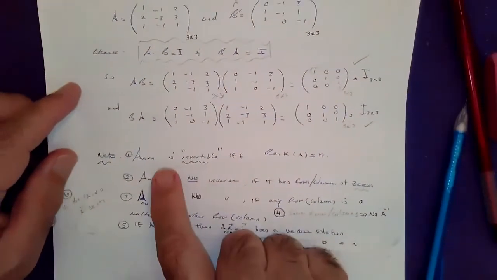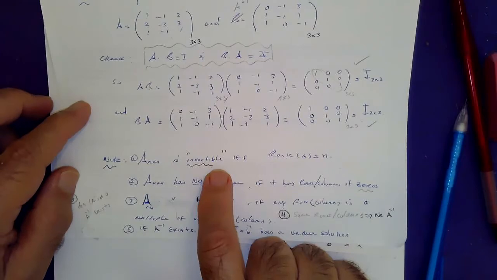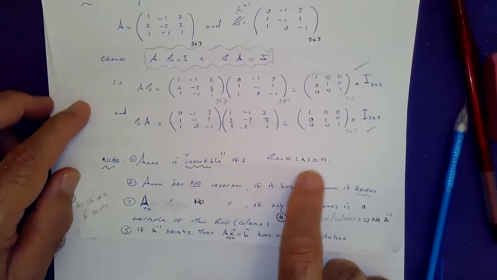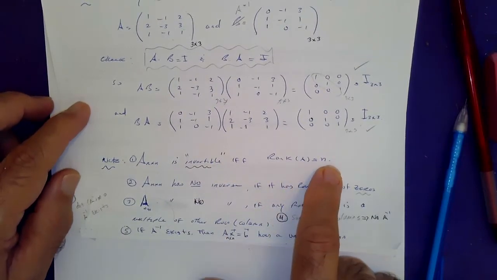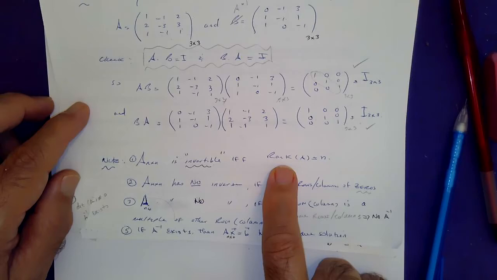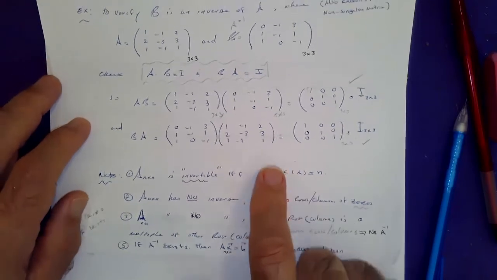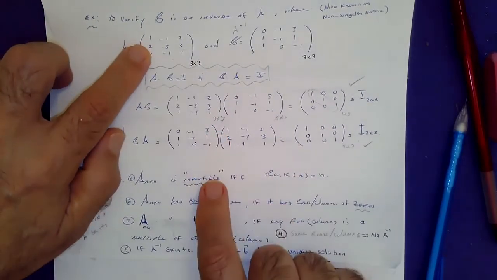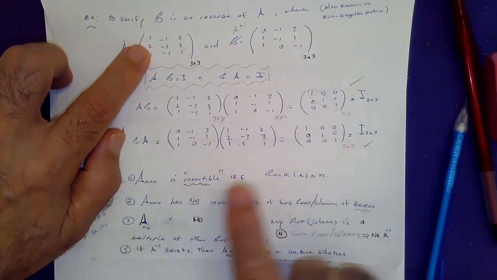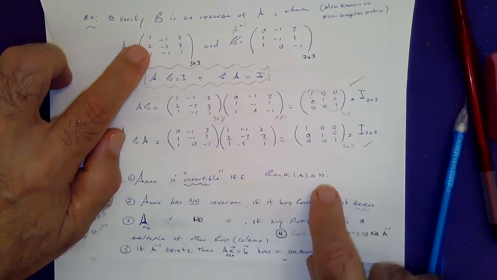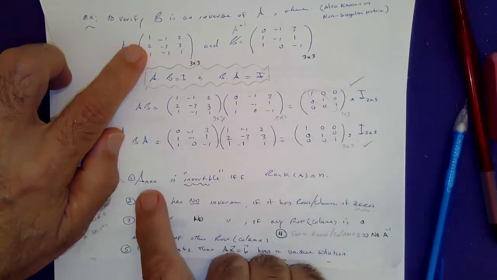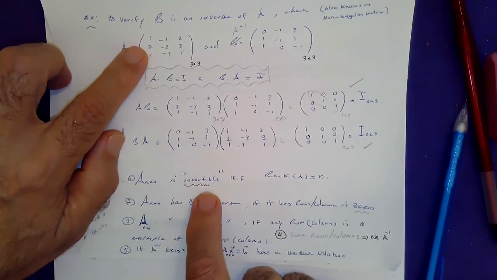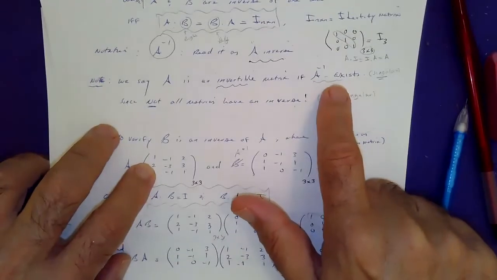1. A square matrix is invertible if and only if the rank of A is the same as the number of variables. You know what the rank of A is. Rank of A is what? When you put the matrix in row echelon form, count the number of non-zero rows. If that's the same as the number of variables, then the matrix is invertible, so that means A inverse exists.